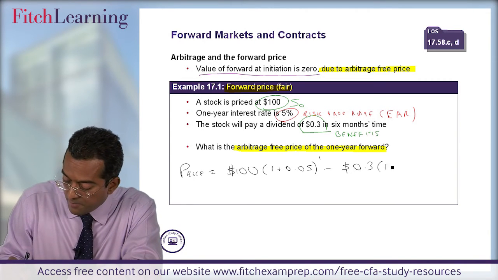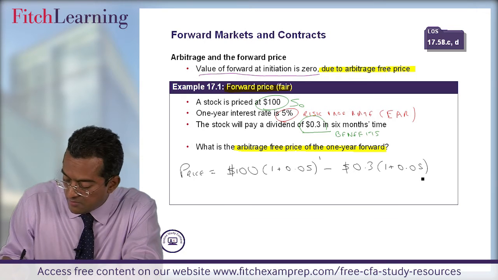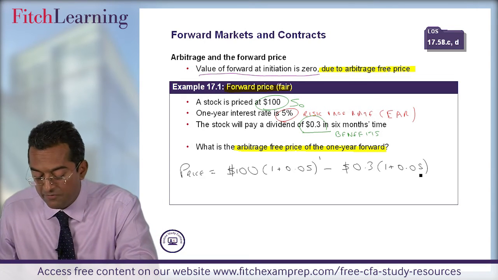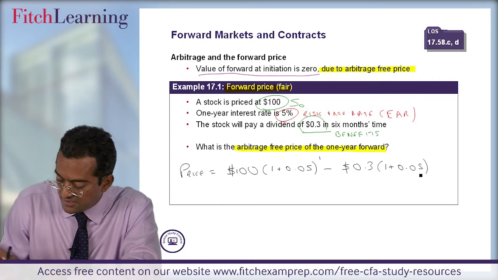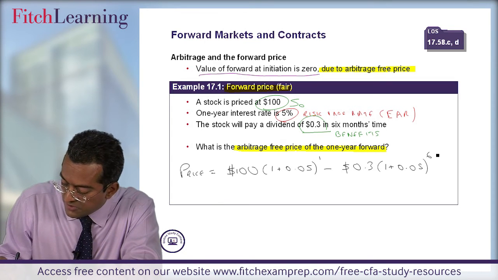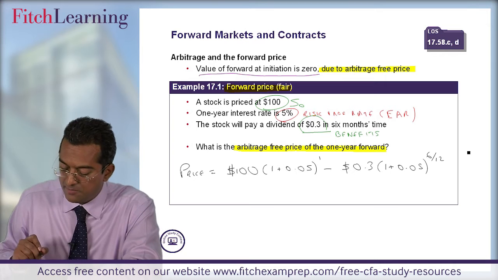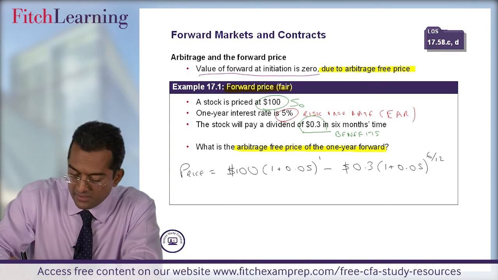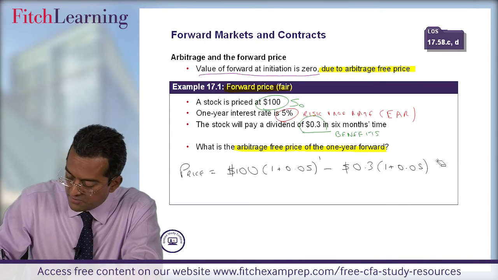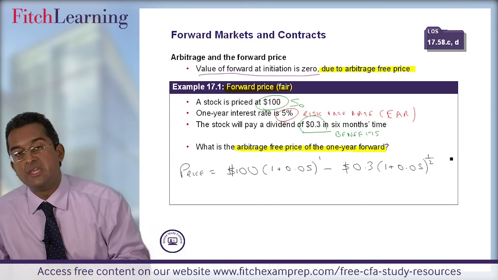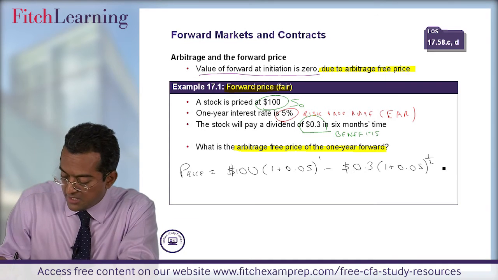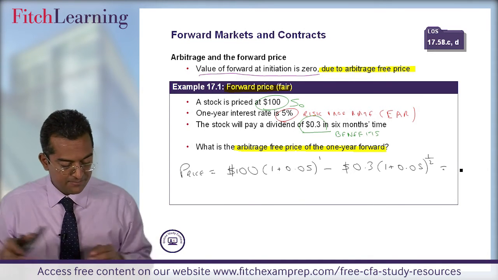How long should we be compounding for? Well, the future value at the end of the year would be the 30 cents compounded by 6 months. So I'm going to use the power. We can, of course, do 6 months over 12. We can simplify that to a half as well. So I could maybe just write it as a half, easier. Half the year to compound forward and net the two off. So let's just try that, folks.